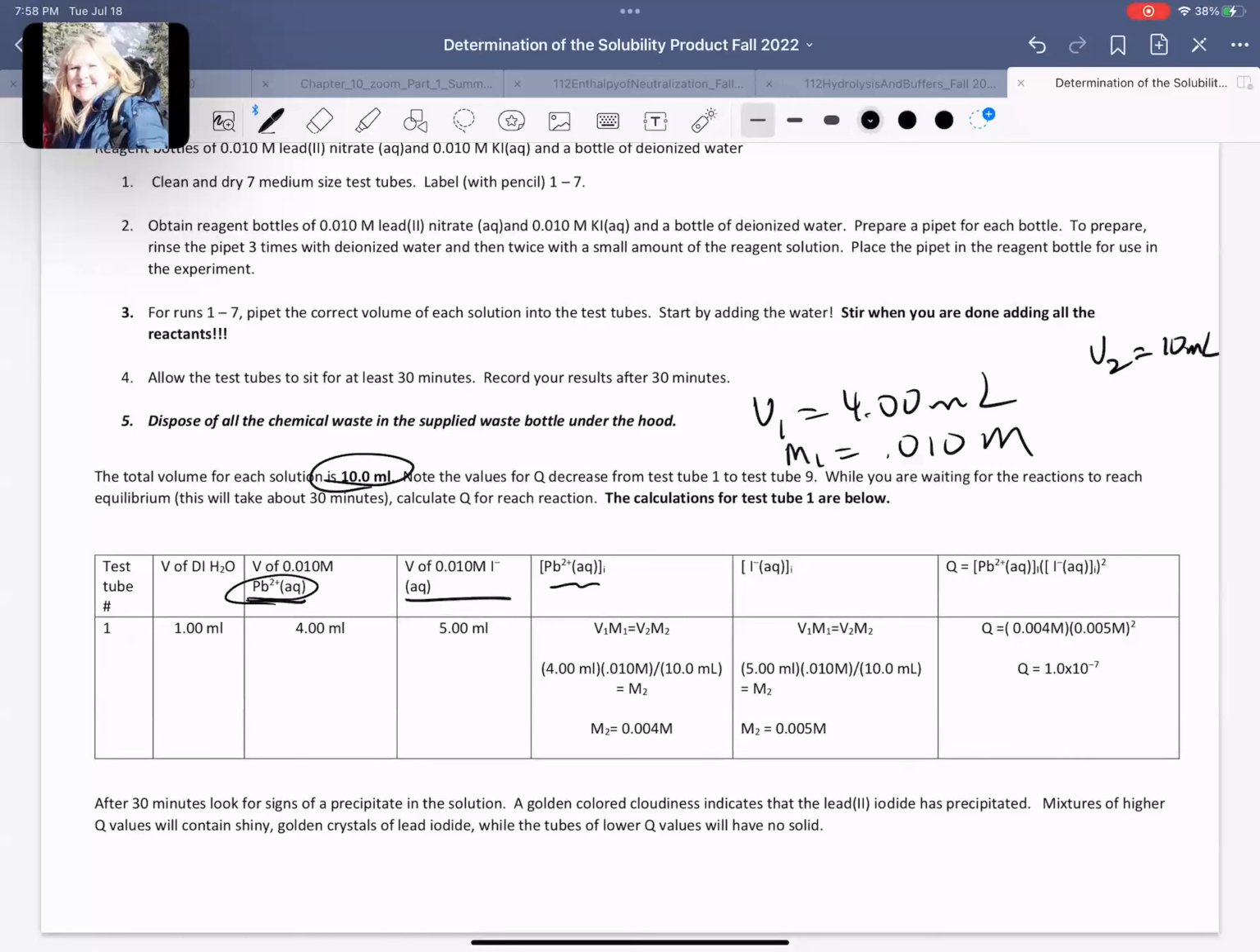And so if we use our dilution equation, V1 M1 is equal to V2 M2, we can solve for the concentration of the lead when everything is mixed into that test tube. When we do, we get these values right here. And we can use these to calculate our Q. Remember, Q here is our reaction quotient, and it is the initial ratios of the concentrations. Remember, we have to raise them to their stoichiometric coefficients.